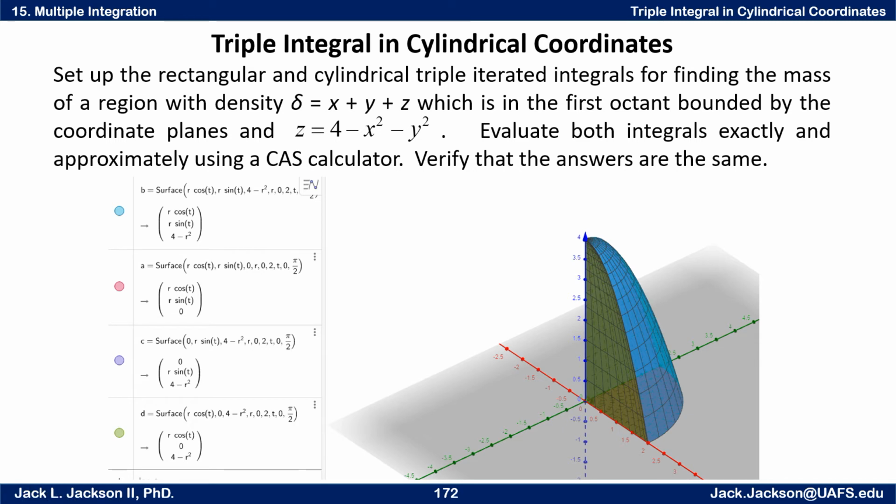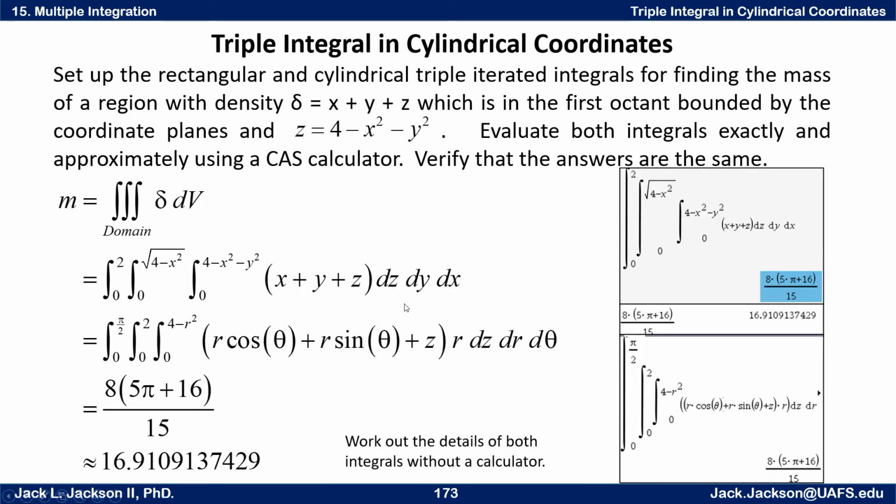So here are the integrals set up in both coordinate systems. The first one is the original function, x plus y plus z is our delta. This is for the mass. And then we integrate with respect to z. Z runs from 0 to this surface here, 4 minus x squared minus y squared. Then we integrate with respect to y. Y runs from 0 to the square root of 4 minus x squared. And then with respect to x, going from 0 to 2. So there's a rectangular form of it.